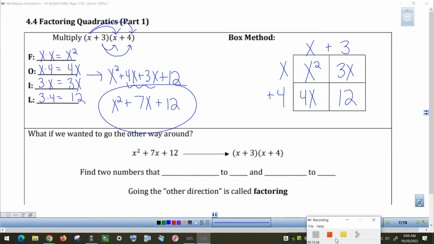Okay, so what if we wanted to go the other way around? Let's say that we started with x squared plus 7x plus 12, and we wanted to turn it back into x plus 3 times x plus 4. Would you talk at your tables here for just a moment? Do you notice anything about the connection between the numbers? How are 7 and 12 related to the numbers 3 and 4?